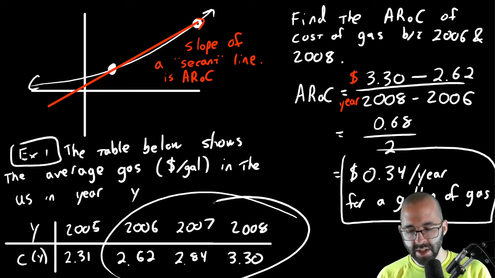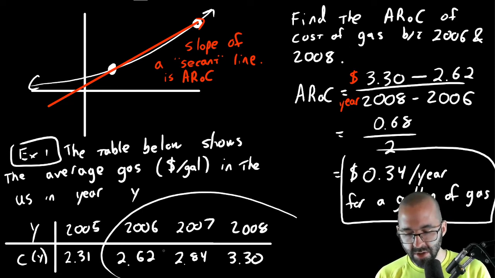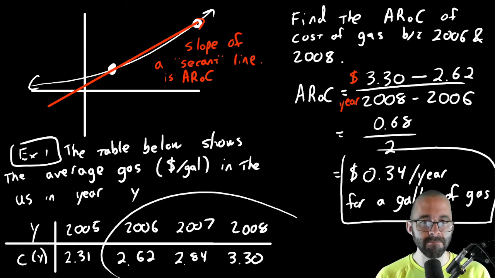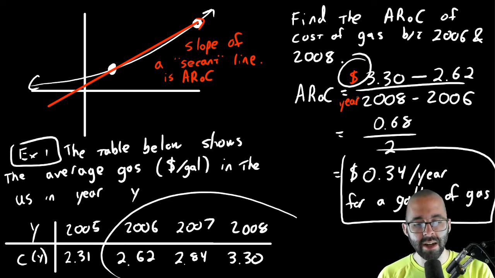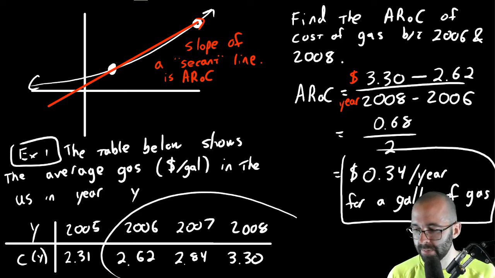So it didn't actually increase by 34 cents every year, but on average it did. Even though it only increased by 22 cents here, and then by 46 cents here, on average it was increasing by 34 cents every year. And again, be very careful with the units. The units are always going to be the units on the top divided by the units on the bottom. Top is price, cost. Bottom is year. So, dollars per year, like so.